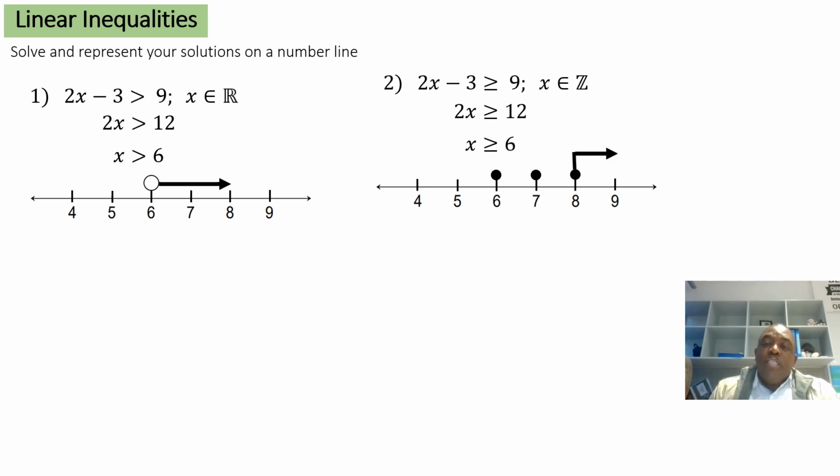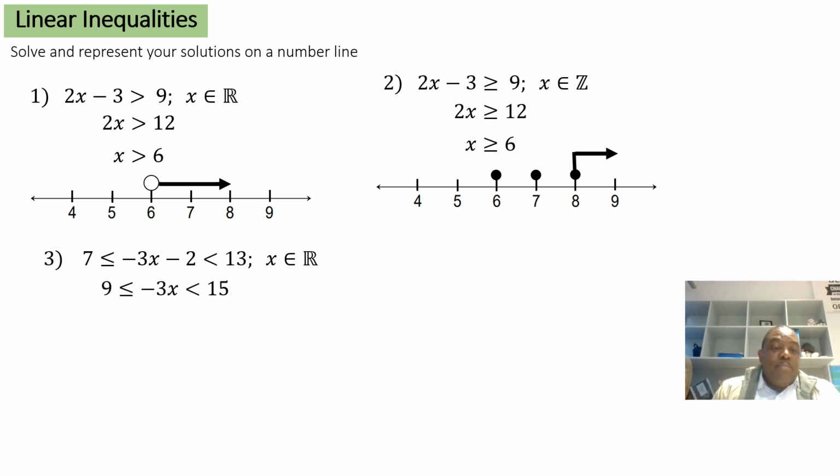So we use this type of arrow to show that we are skipping any decimals and we are covering only the integers. You will do the same thing with natural numbers. You'll do the same thing with whole numbers because they don't include any decimals. So always remember that when you represent your solution on a number line.